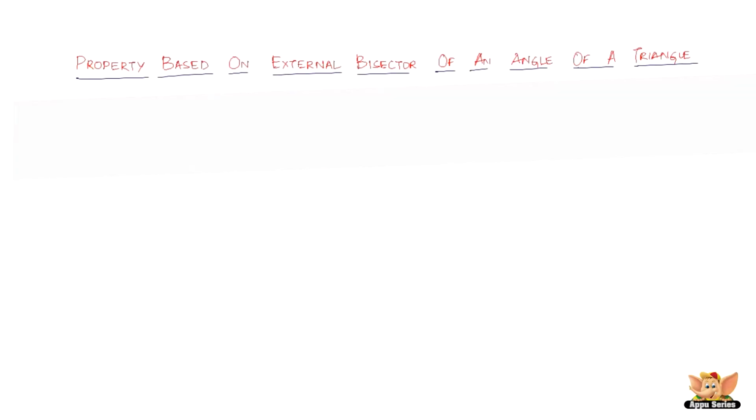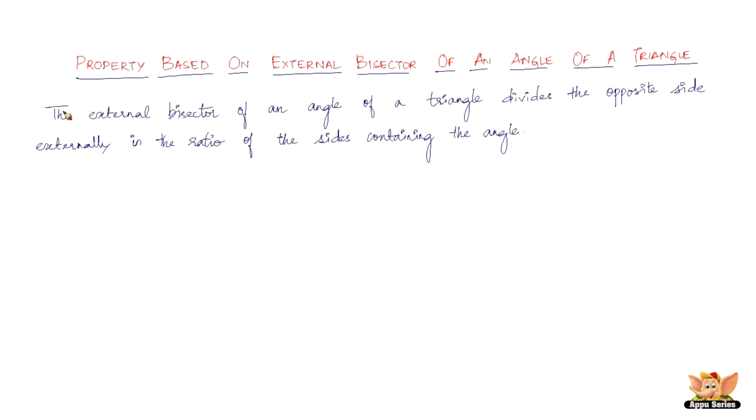In this video, let us look into a property based on the external bisector of an angle of a triangle. What the property says is that the external bisector of an angle of a triangle divides the opposite side externally in the ratio of the sides containing the angle. Now, let us try and understand this statement with the help of a diagram.